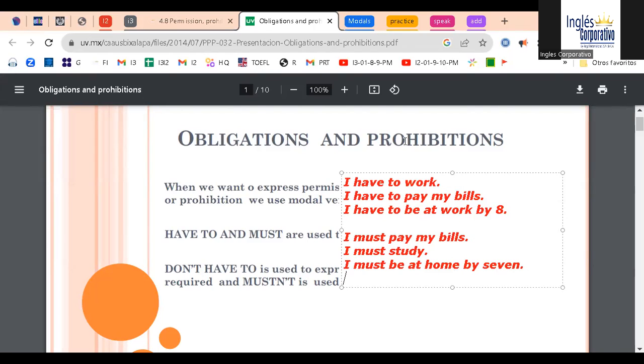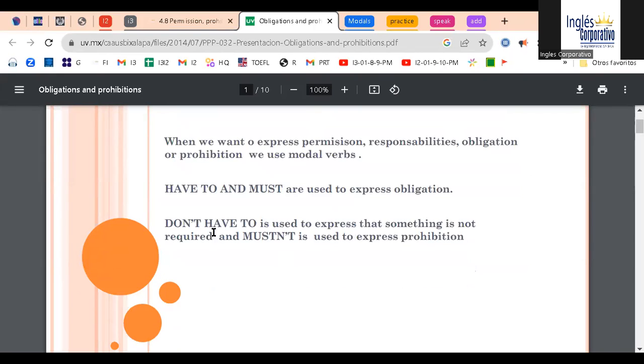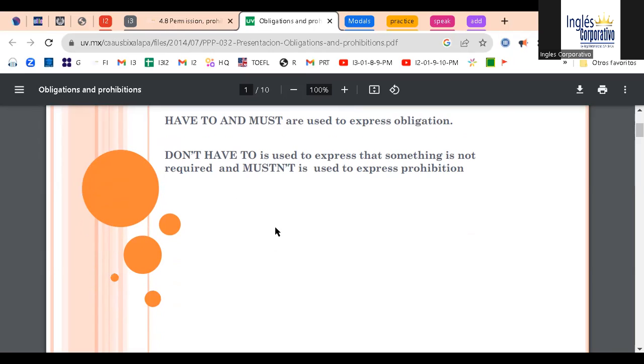So let's continue checking a little bit more about it. Don't have to is used to express that something is not required. I don't have to study, I don't have to work, so not needed, right? And mustn't, yes, when you want to express prohibition, we're gonna be checking some examples.